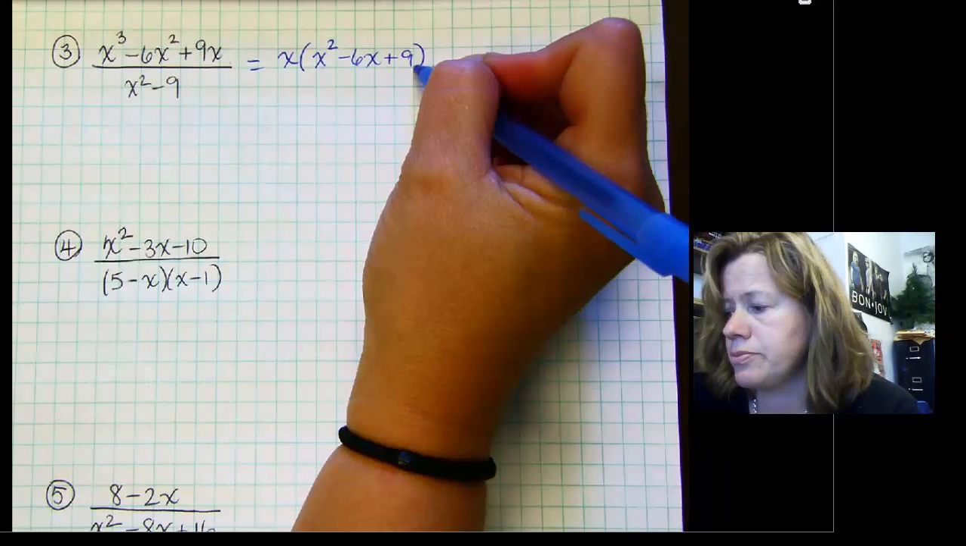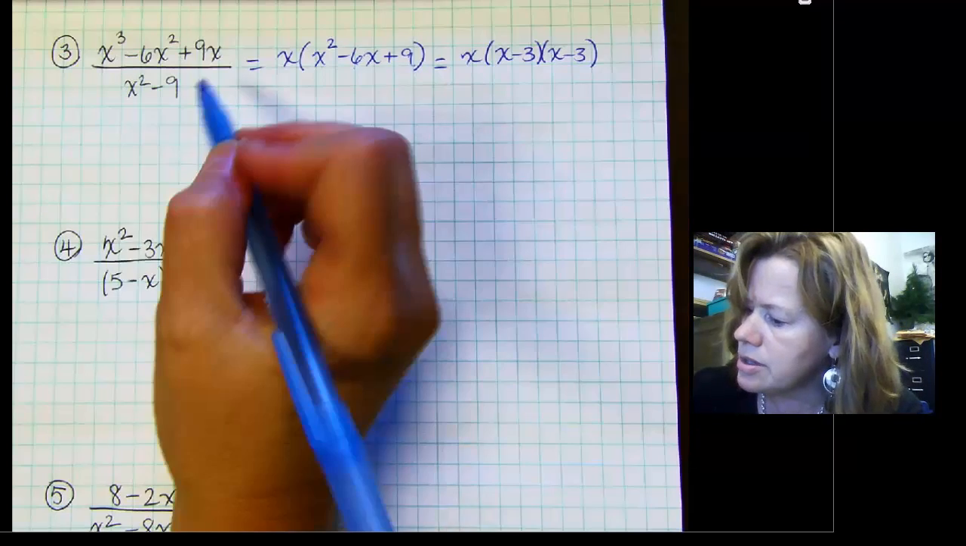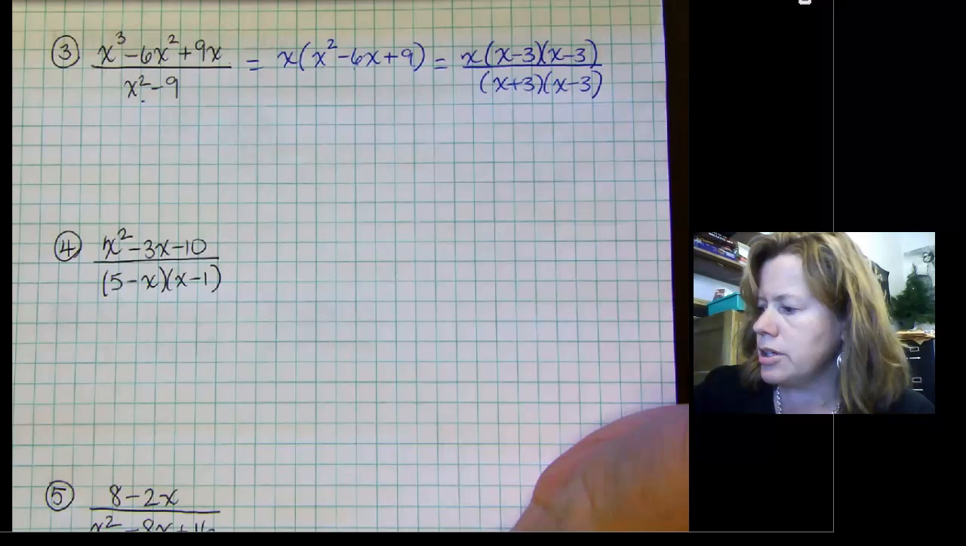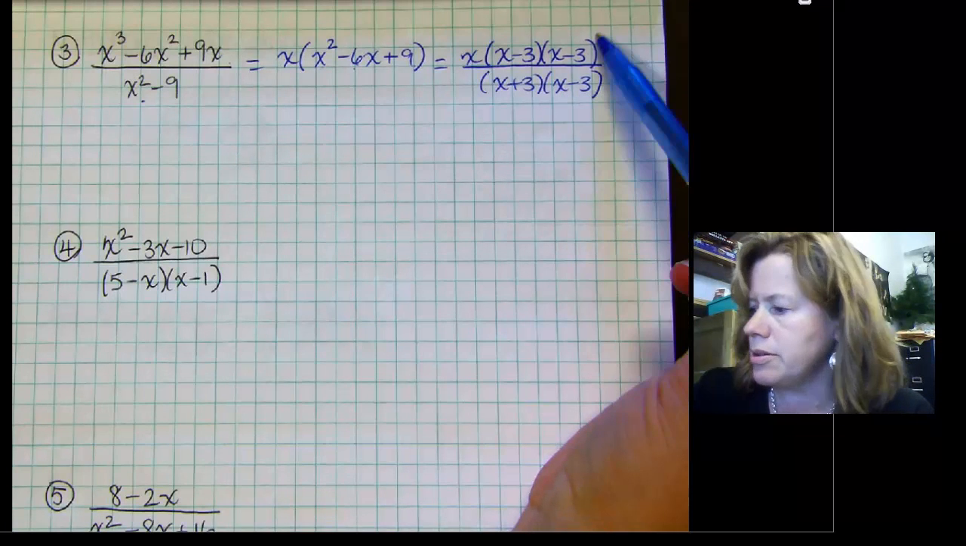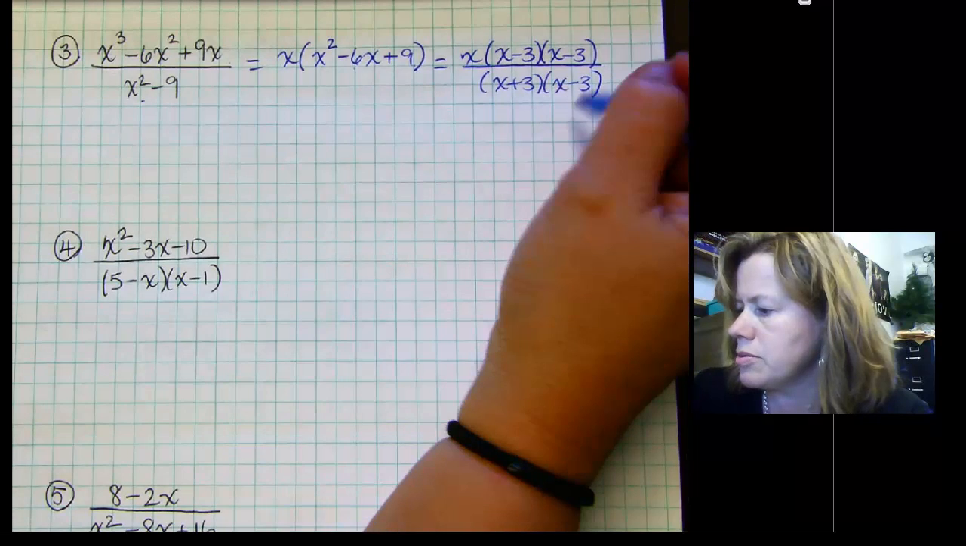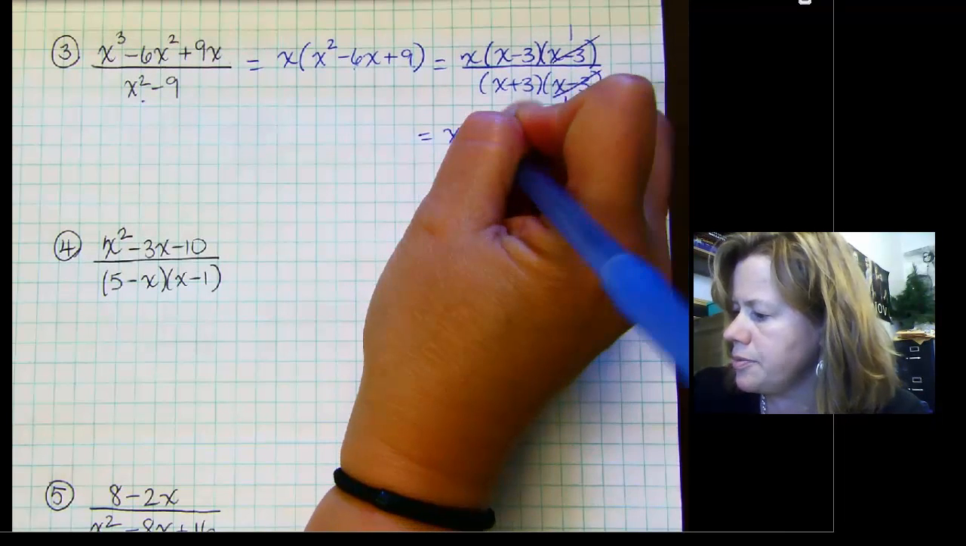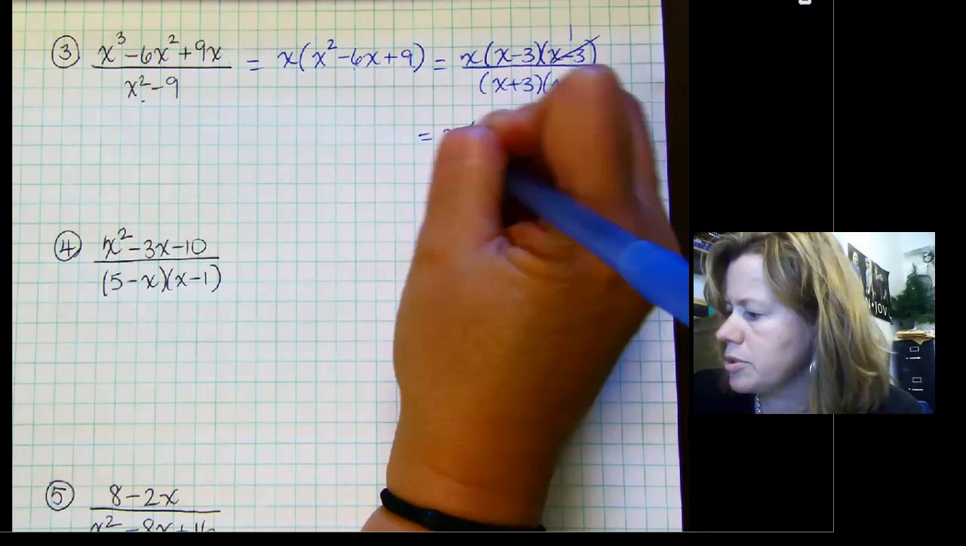Okay, so number 3, sum, two numbers. Now, this denominator is the difference between two things factored. I can cancel like factors top to bottom. So one of these x minus 3's goes, and I'm left with x times x minus 3 over x plus 3.